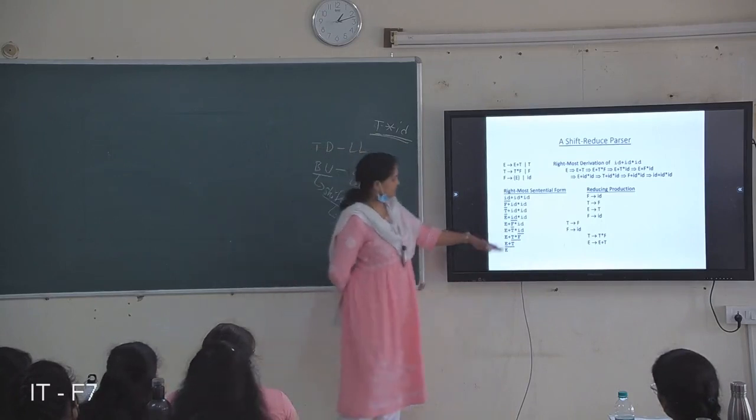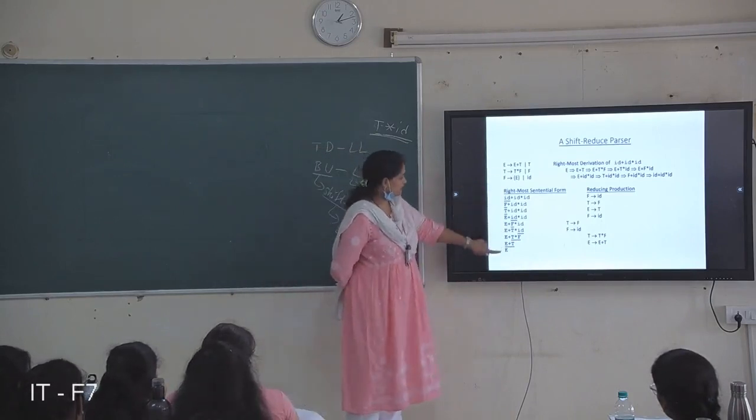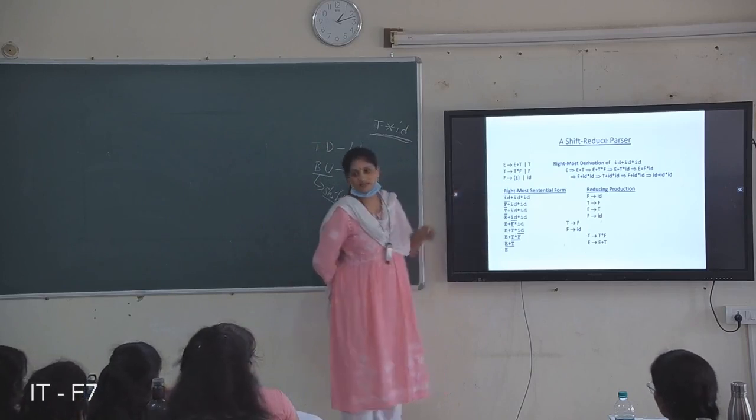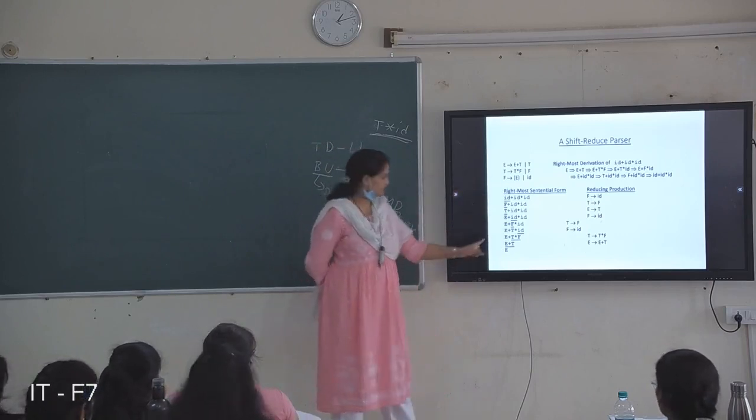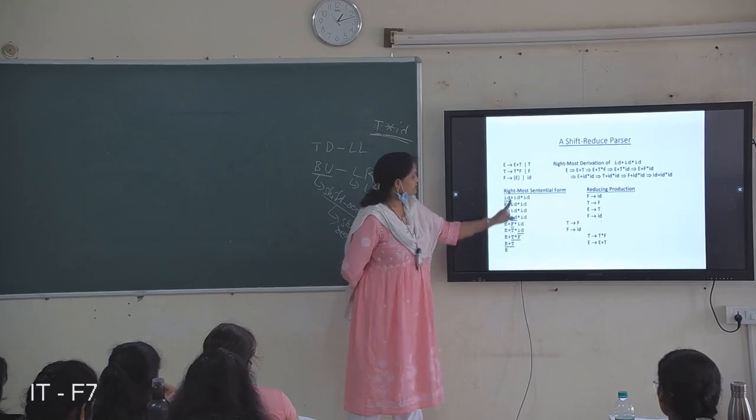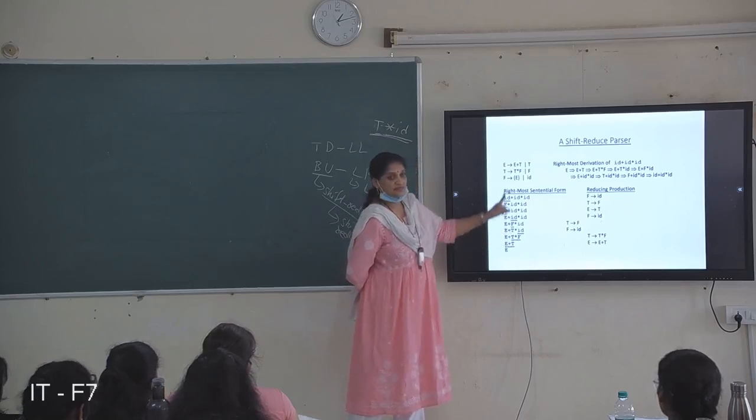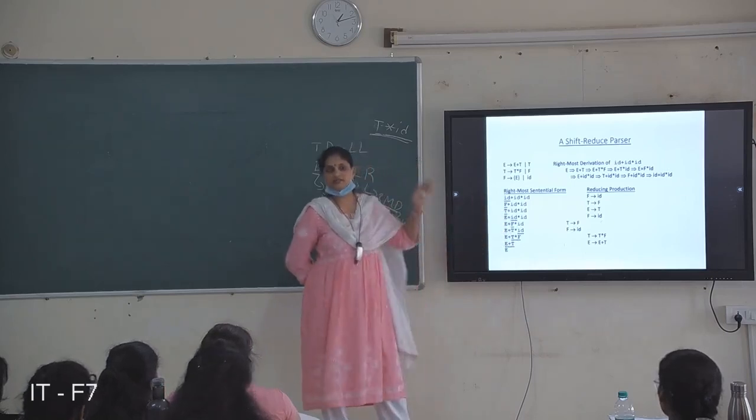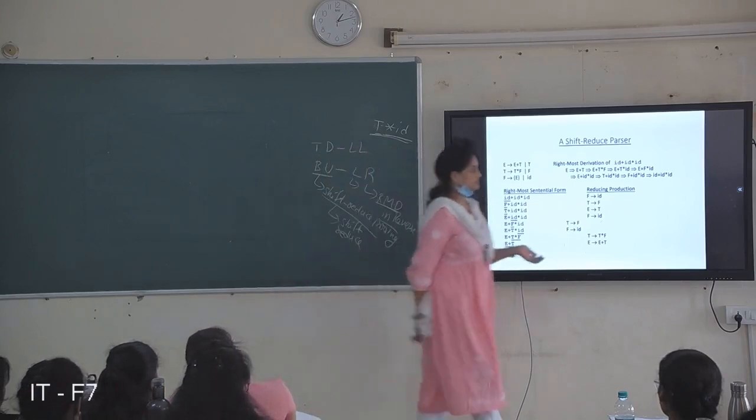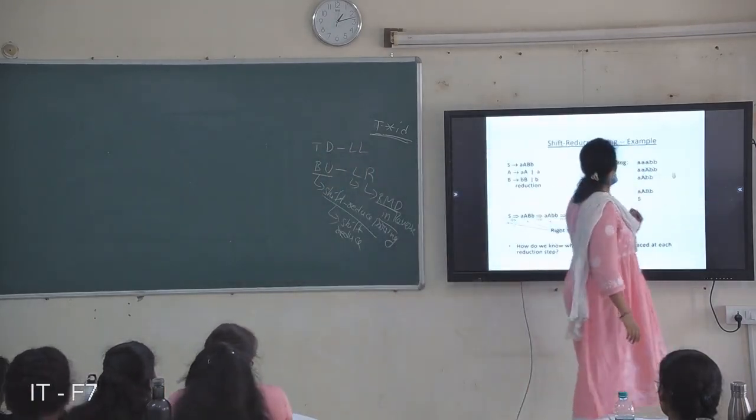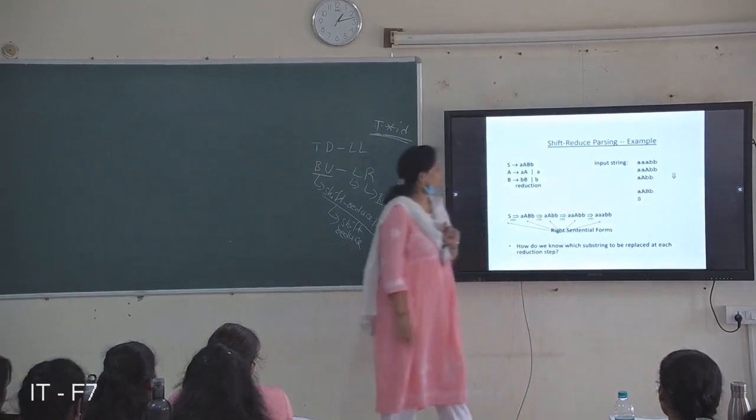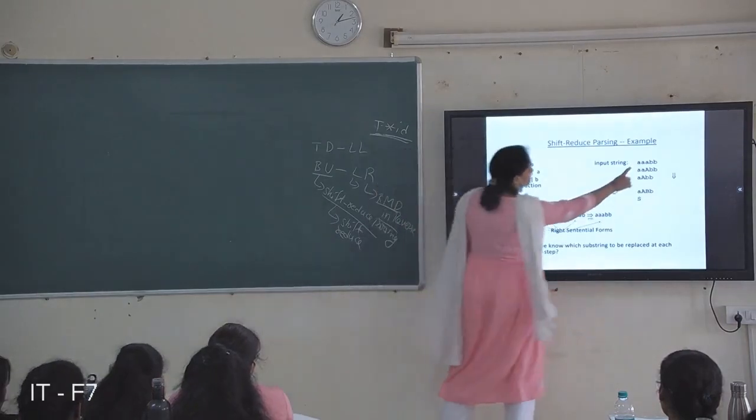And if you see it in reverse, it is nothing but a rightmost derivation. It performs a rightmost derivation: every time the rightmost symbol is replaced. In each step the rightmost symbol is replaced, in reverse. This is called rightmost derivation in reverse order. This is one more example. This is the input string AAABB.